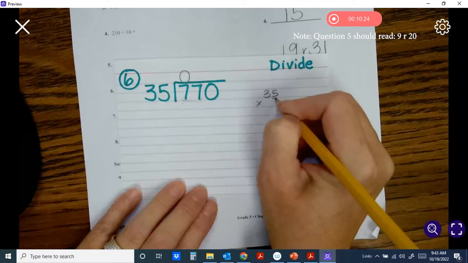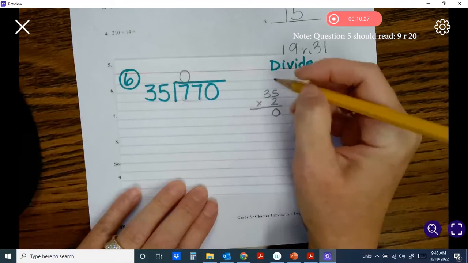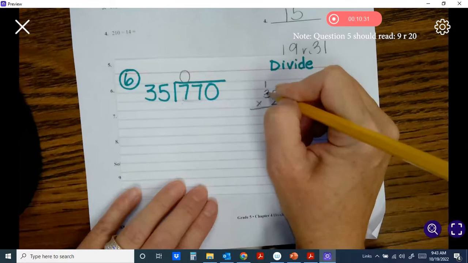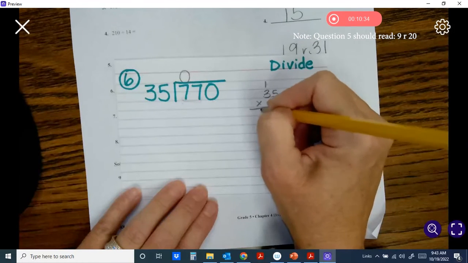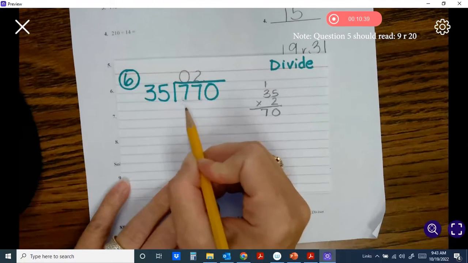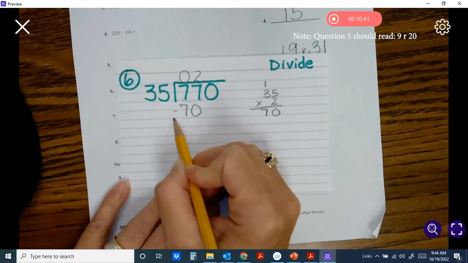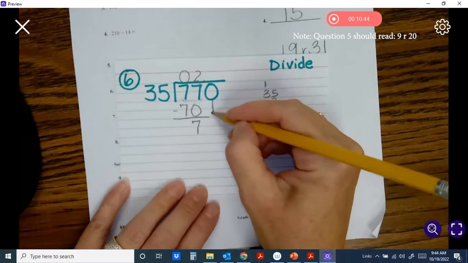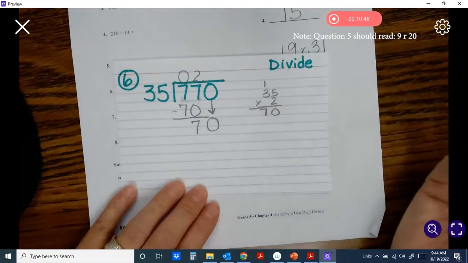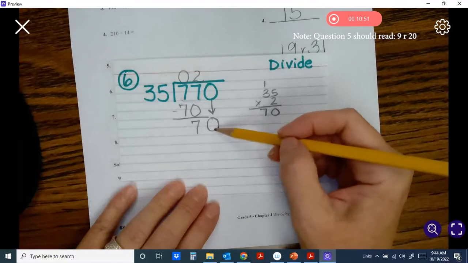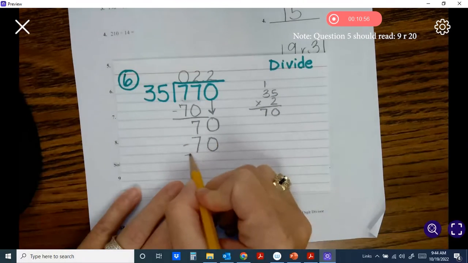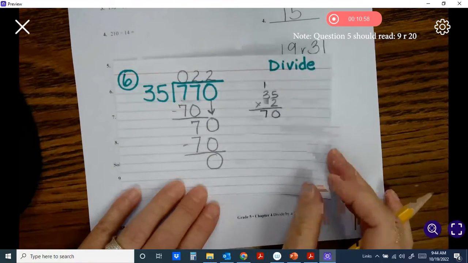35 times 2, 10, carry the 1, 2 times 3 equals 6, plus 1 equals 7. So that's 2, and that's 70, and bring down the 0. Now, one thing is I never erase my multiplication because I might need it later, and guess what? We have 70 again, and 2 times 35 equals 70, and I have a 0. So I have 22.